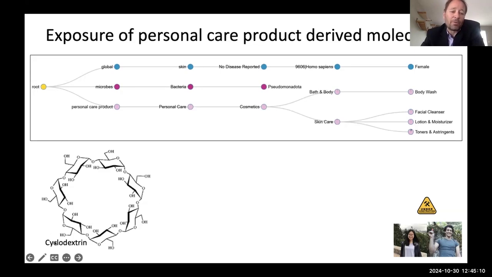So if you look, for example, at this emulsifier, cyclodextrin, it is commonly in bath and body products, skincare products, so body washes, facial cleaners, lotions, moisturizers. And now if we look at the rest of the MASST matches, we can see that they're primarily found on the skin of females. There's no other samples where this particular molecule has been detected. But the question is, do some of these molecules that are present in these personal care products end up in people?